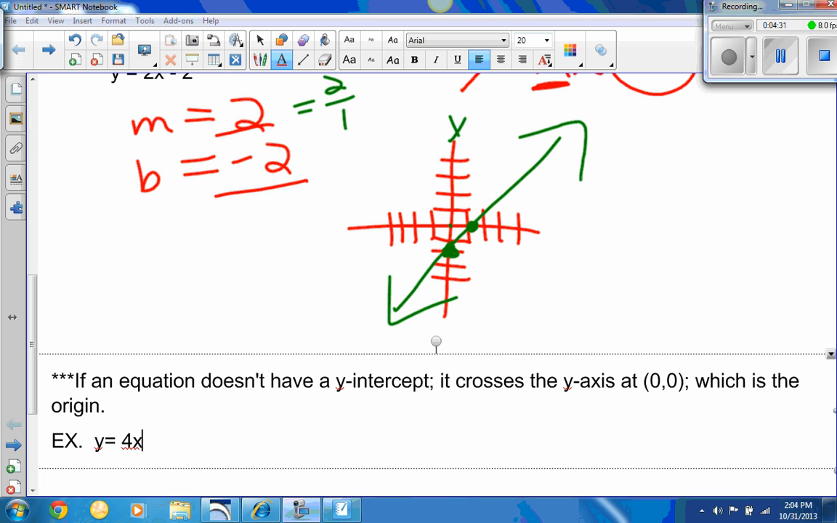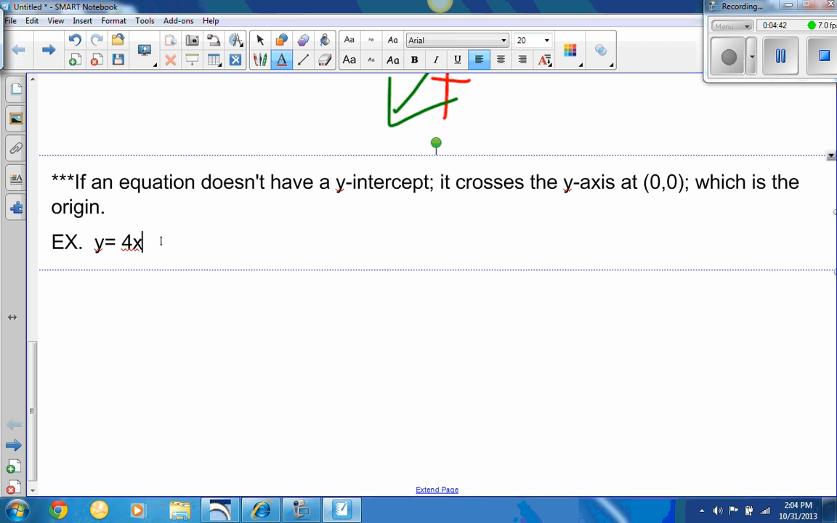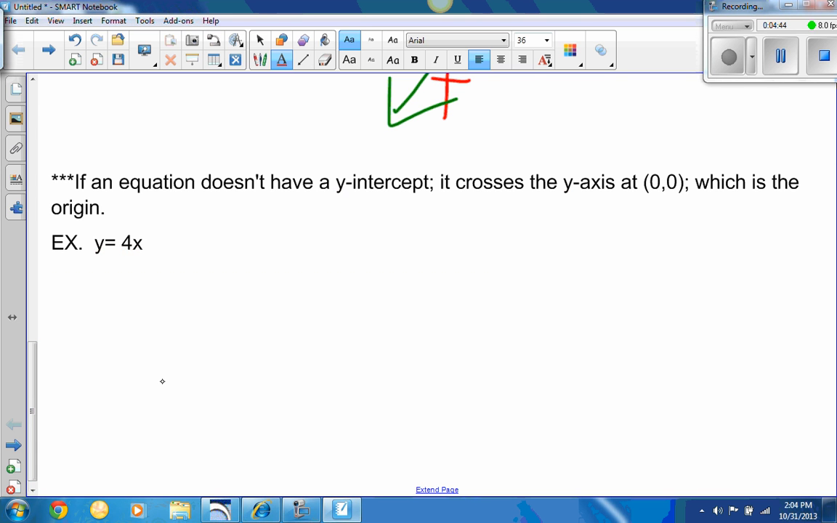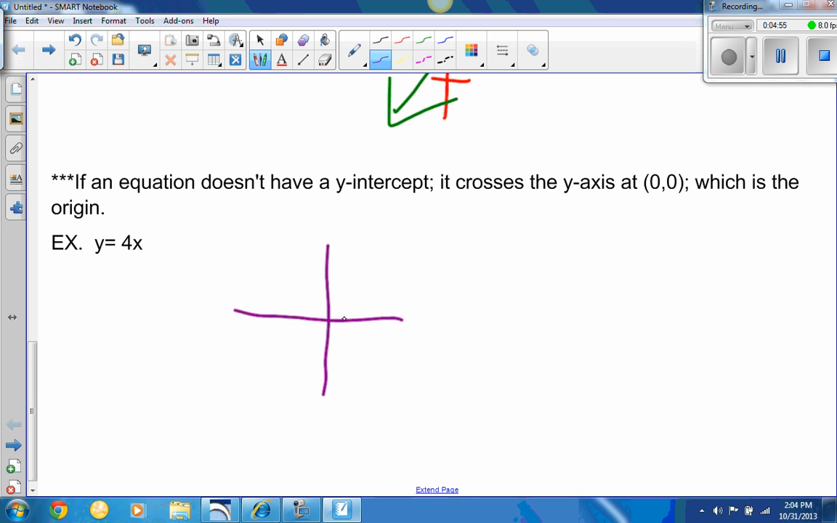So then one special rule we can look at is if an equation does not have a y-intercept listed, it has to cross the y-axis at 0, 0 then, because the only reason you wouldn't write plus or minus after this 4x is if it was 0. Okay, so I can graph this just by knowing that.